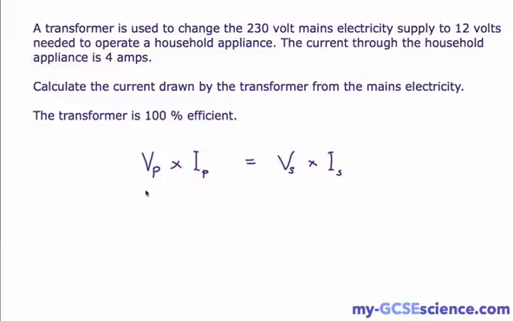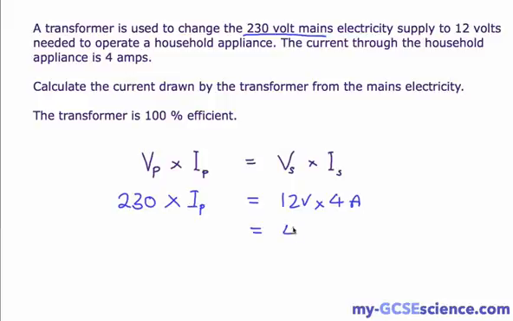So if we plug in the figures, we have 230 volts from the mains electricity, that's the input, times IP, the primary current, which we don't know because we're trying to work out the current drawn by the transformer. On the other side we have 12 volts, and we know this thing runs on 4 amps. Shouldn't have put the units in there, but I have done, never mind. So we can then simplify this a little bit.